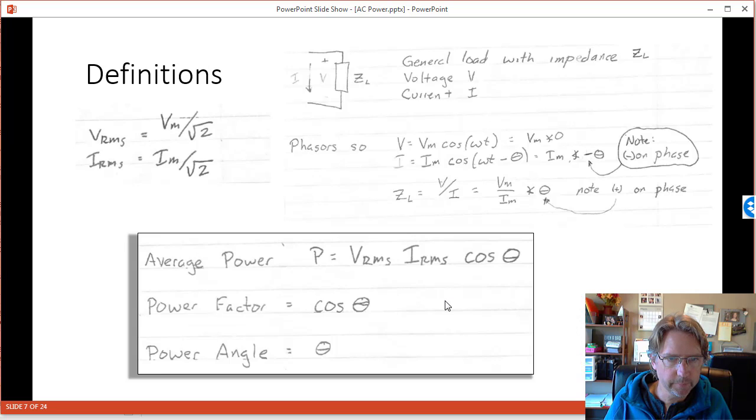All right, so here's the average power again. Here's the setup. These are all from previous slides, but we've got just a load with an impedance. The phase of the impedance is theta. That goes right into this cosine of theta. Im and Vm give us IRMS and VRMS. So those are the three terms from our average power calculation. Again, the power factor is cosine of theta. Theta is sometimes called the power angle, but you'll hear power factor a lot more often than power angle.